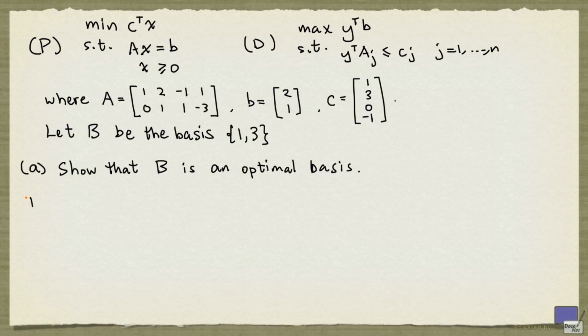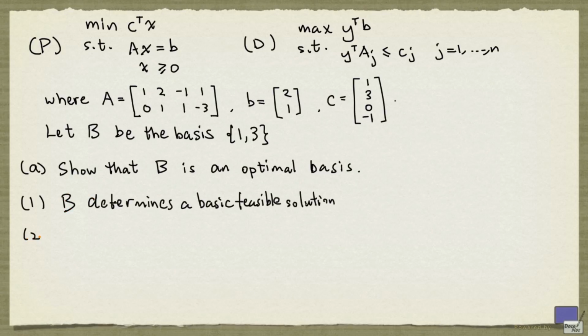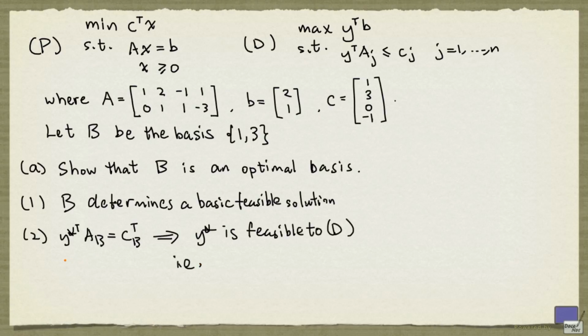To check that B is an optimal basis, we need to check two conditions. That B determines a basic feasible solution, and that y star satisfying y star transpose A sub B equals c sub B transpose implies that y star is feasible to the dual problem. And because y star satisfies these equations, the only things that we need to check are y star transpose A_j less than or equal to c_j for all j not in the basis B. So let's check the first condition.